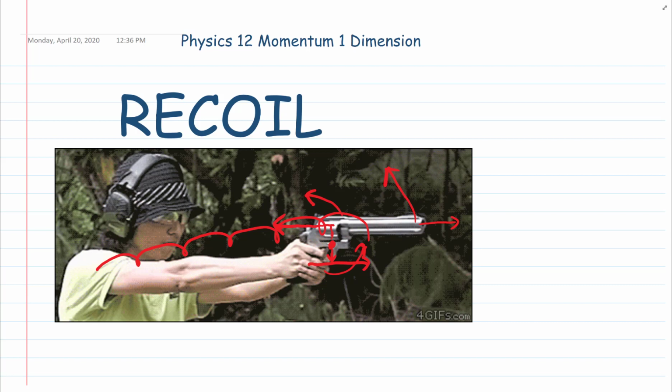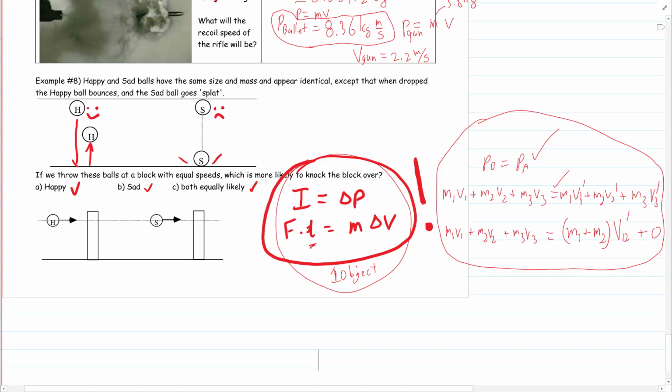It was about recoil, what we covered beforehand, but we left it off with this: the happy and sad balls that are bouncing off the floor. One bounces high, the other one goes splat and sticks.